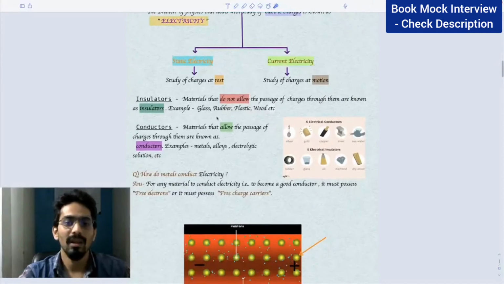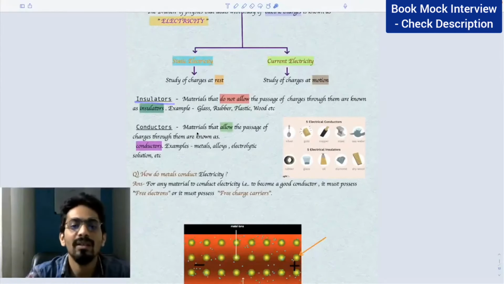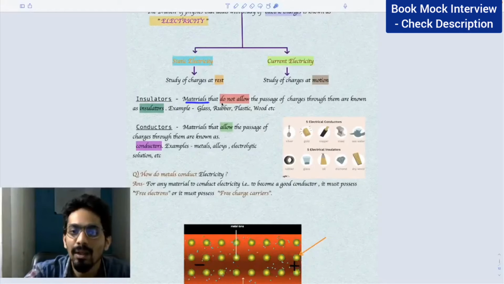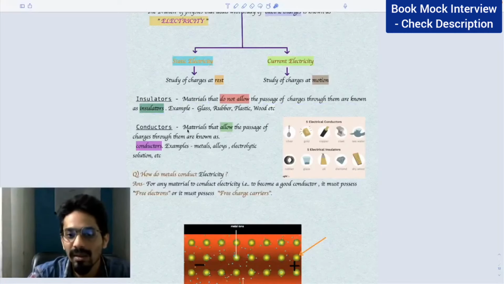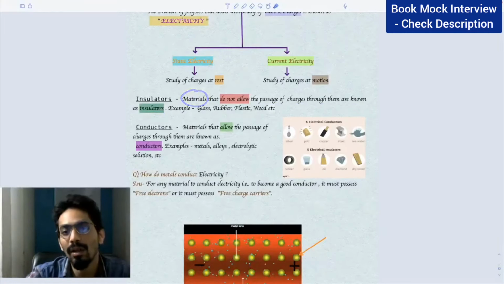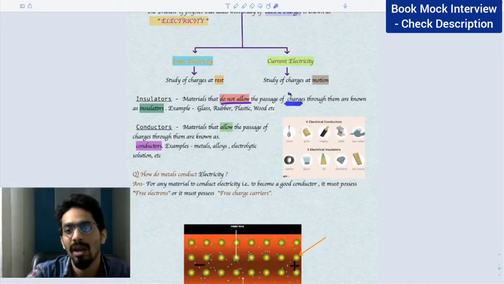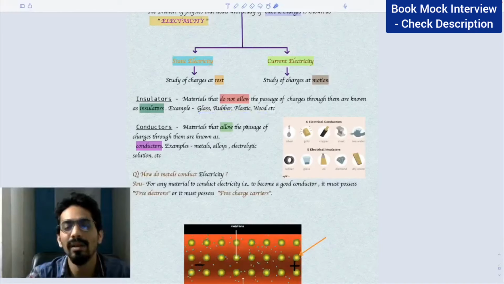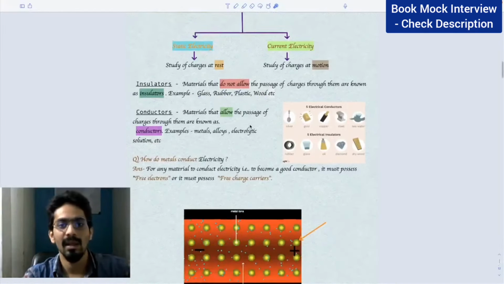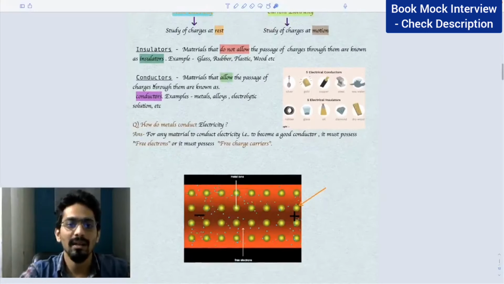Now, moving forward, insulators. What are insulators? Insulators are materials that do not allow the passage of charges through them. What are the examples? Glass, rubber, plastic, wood. These are insulators. They do not allow the charges to pass through them, and that is why they are called insulators.